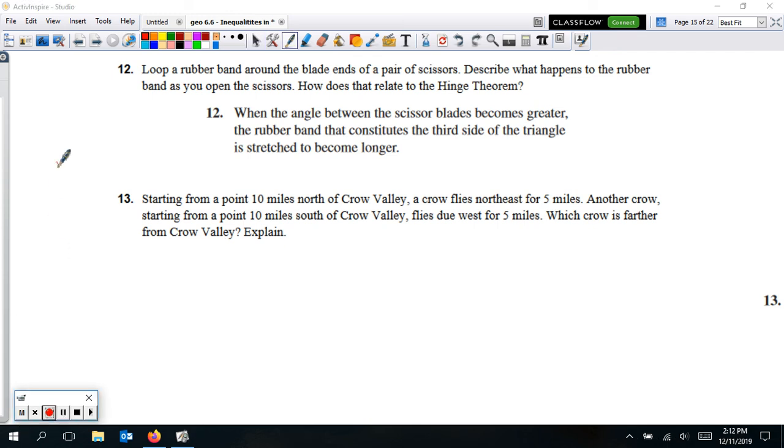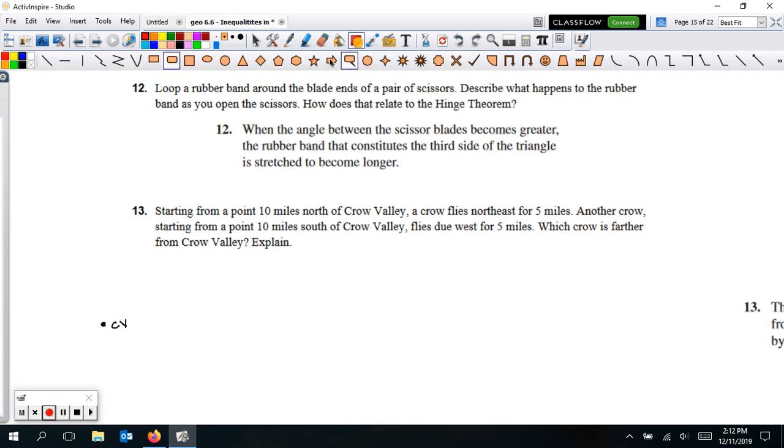Okay, so for this one, it would be helpful if you drew out this little diagram with me. We're going to start with a point here where Crow Valley would be, so we'll just put a dot right here, and I'll label it CV for Crow Valley. Then we're going to draw a line. I'll do mine over here.